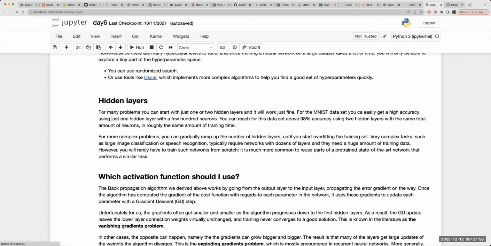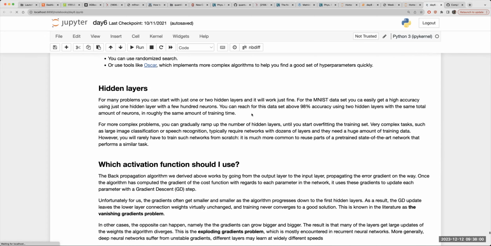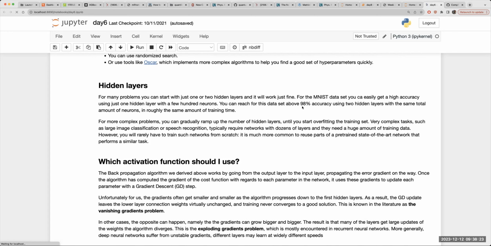Typically, for many problems, you can start with just 1 or 2 hidden layers, and that works fine. For the MNIST data, you can easily get high accuracy with just 1 hidden layer with a few hundred nodes. You could get something like 98% to 99% accuracy, which is roughly the kind of accuracy which humans are able to achieve on the same data set. So, which is not bad.